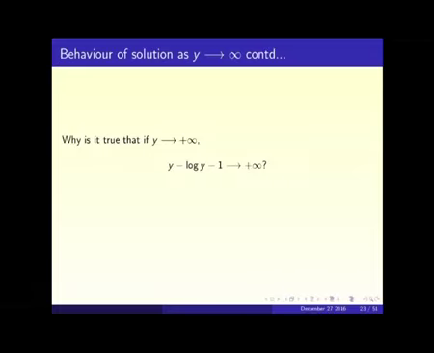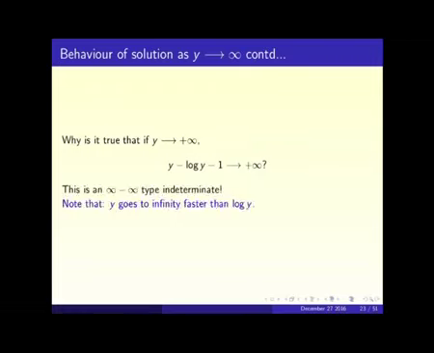Why is this true? Why do I say that y minus log y must go to plus infinity? Because you see, when y goes to infinity, log y also goes to infinity. So isn't this an infinity minus infinity kind of an indeterminate? So how do I casually say that y minus log y goes to plus infinity? We can see that y goes to infinity faster than log y. Therefore y minus log y will still go to plus infinity.